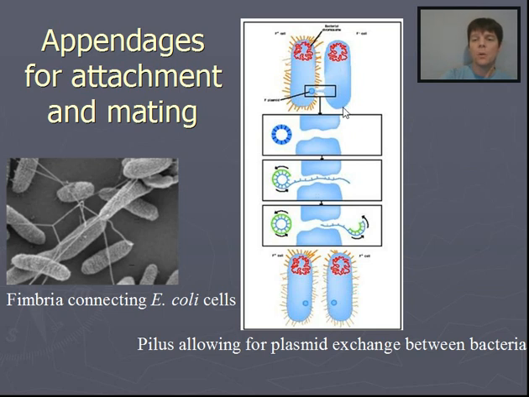So this cell, which is receiving the new genes, maybe was not resistant to antibiotics before it got those genes from its neighbor, but once it receives those genes, now we have a second cell which is going to be resistant to the antibiotics that we use in order to try to treat bacterial infections.